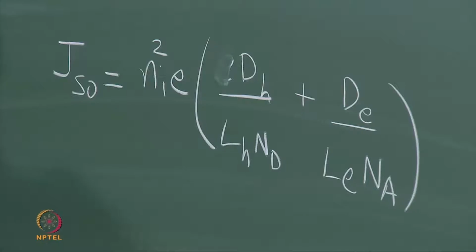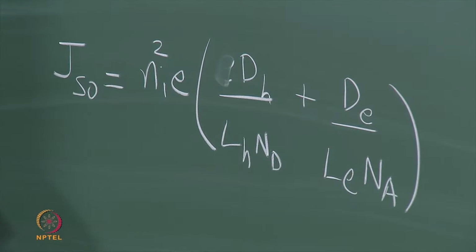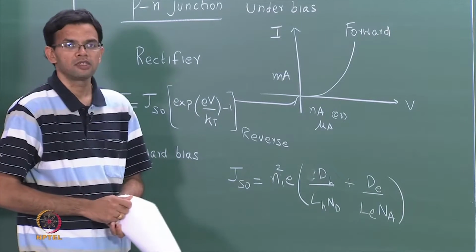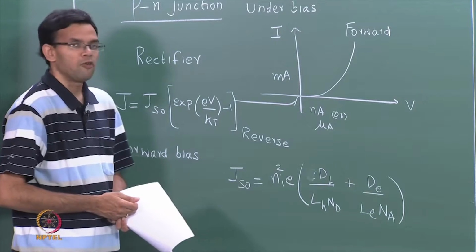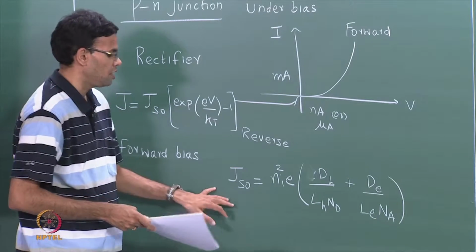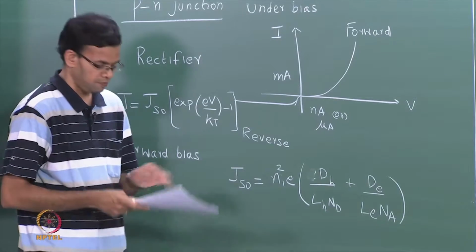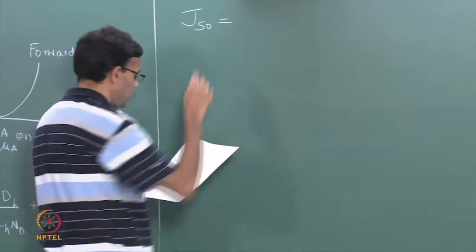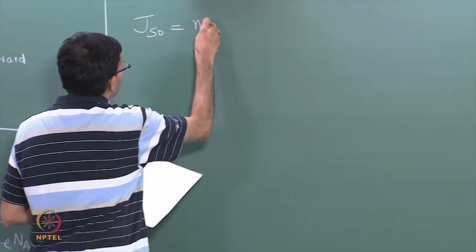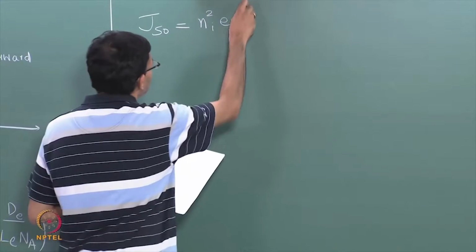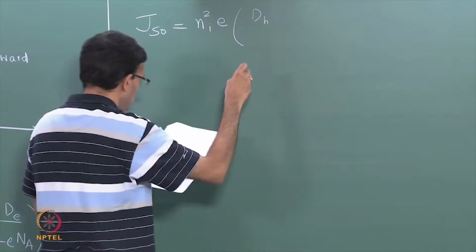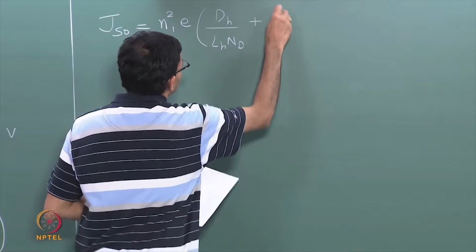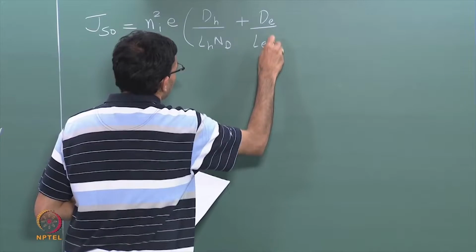So today we are going to start with an example in order to calculate some of these values of the current in forward bias and also the reverse saturation current. But before we do that, I want to see how this reverse saturation current will change if you change the material. So let me write this expression for J_S naught one more time. J_S naught is Ni square over e, D_H over L_H N_D plus D_E over L_E N_A.